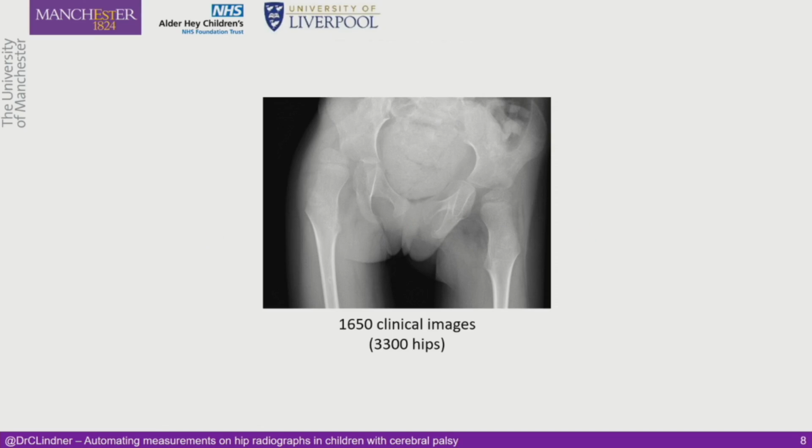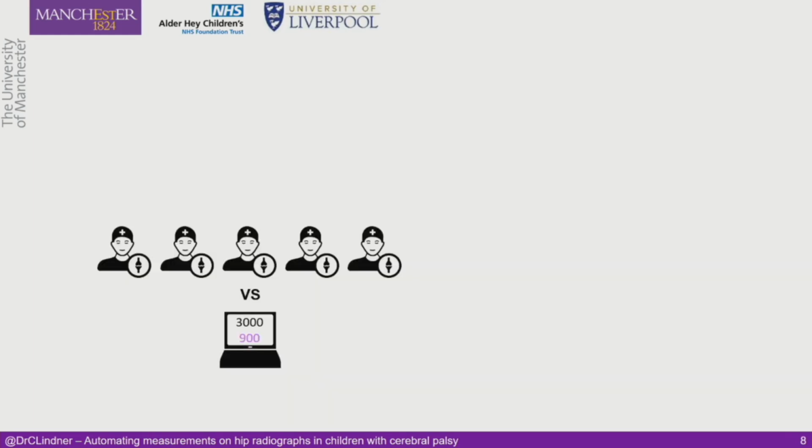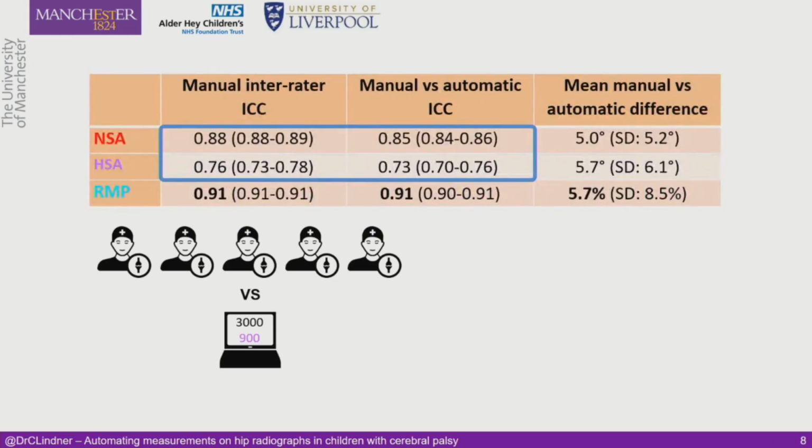Now, we validated our system on a large clinical data set of hip radiographs of 1,650 children with cerebral palsy. The way we assessed the performance is by comparing our automatic measurements with those of 5 clinical experts who also measured the same images. For neck shaft angle and ramus migration percentage, we had manual measurements available for all 3,300 hips. For head shaft angles, because that joined in later, we only had manual measurements for about 900 of the hips.